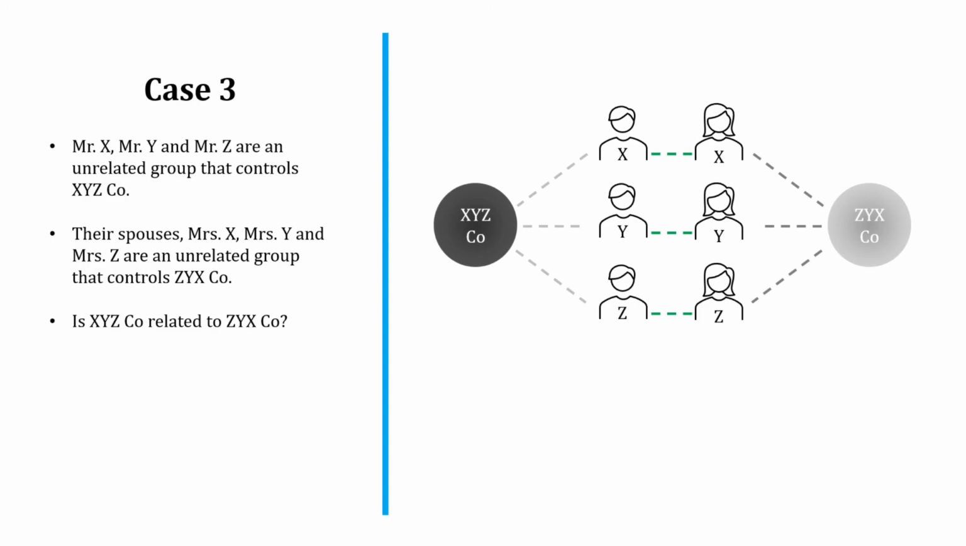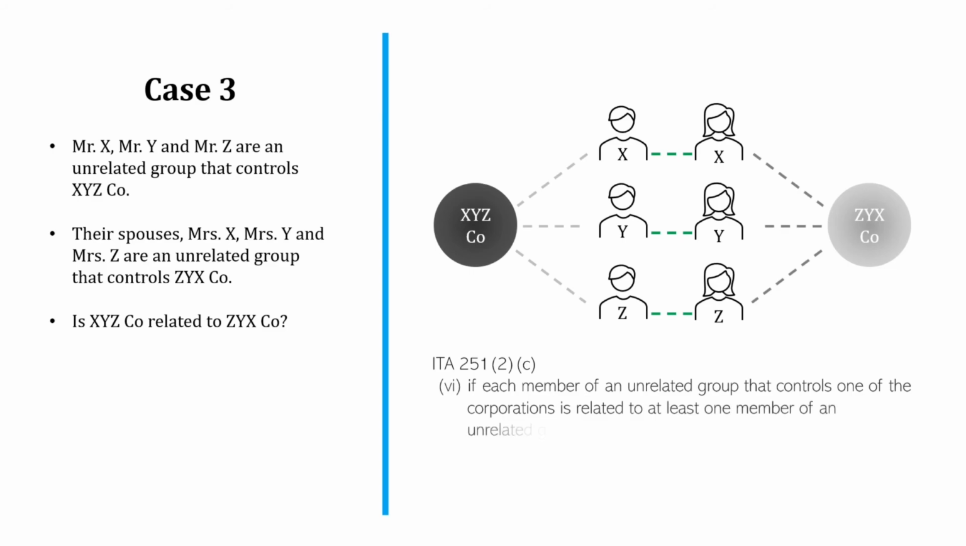Once again, I'd like you to go to ITA 251, subsection 2, paragraph C. Read through the 6 subparagraphs you find there and see if any of them help answer this question for you. Hopefully you found subparagraph 6, which says if each member of an unrelated group that controls one of the corporations is related to at least one member of an unrelated group that controls the other corporation.